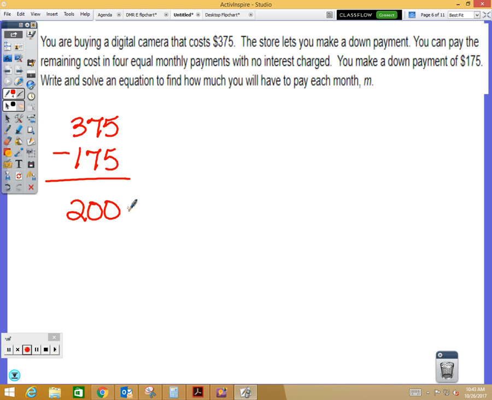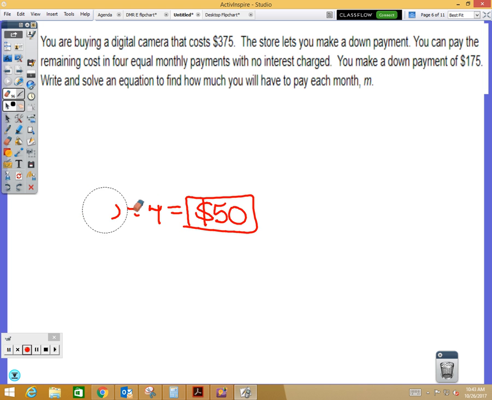So 200 divided by 4 would be $50, right? I would need to pay $50 a month, $50 a month for 4 months, and then I'd finally get my camera. So if all we wanted was the answer, hopefully all of us could find it. The hard part is writing the equation. But sometimes doing that method helps you figure out what you need to do.